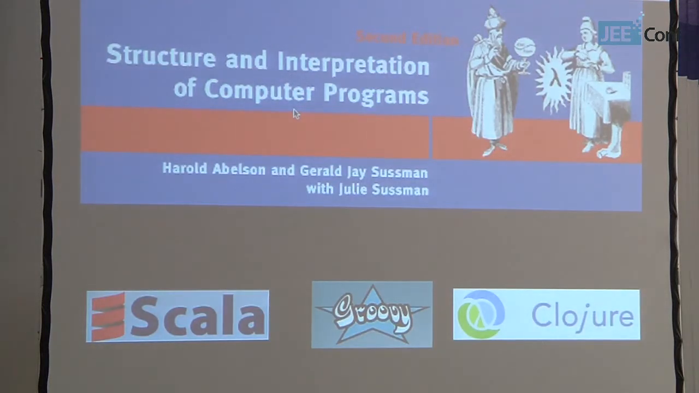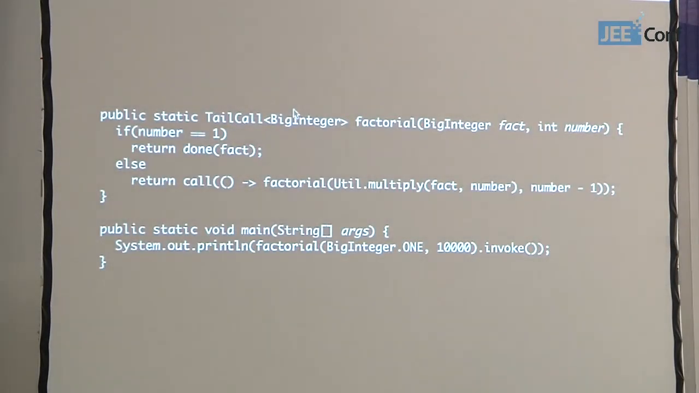There's this fantastic book called Structure and Interpretation of Computer Programs, and they talk about how to implement tail call optimization to get really good behavior in code and get a really good implementation of recursion. This has been implemented in different languages. How can I do this in Java? So I set out to do this.